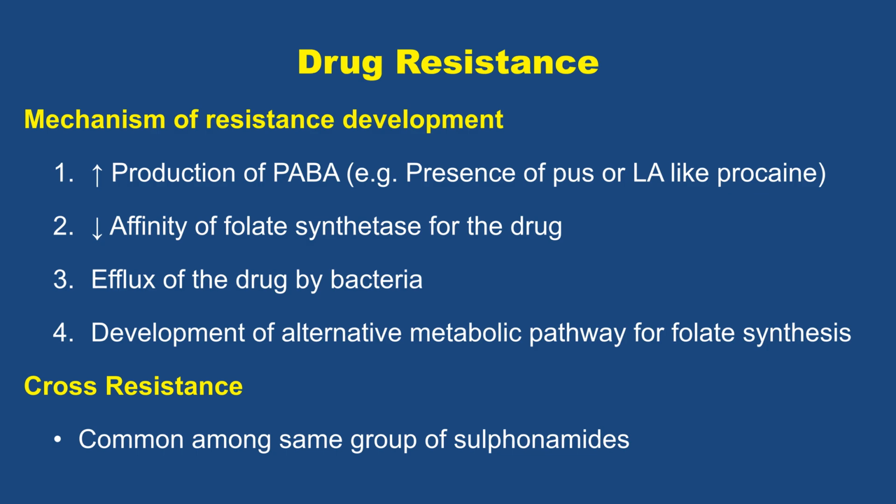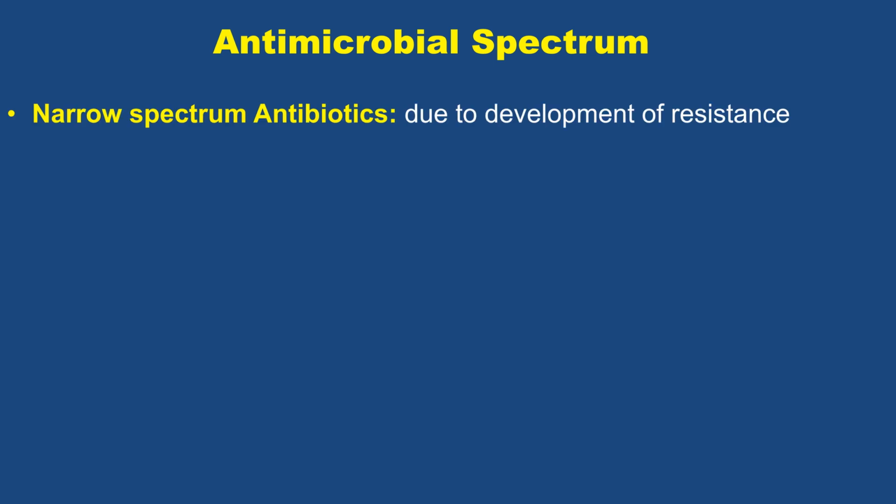It is the type of resistance where organisms that develop resistance to an antimicrobial agent may also show resistance to other chemically related antimicrobial agents. So it is very common among the sulfonamide antimicrobials. Coming to the antimicrobial spectrum, earlier, they were active against a wide range of microorganisms. At present, the spectrum of activity is narrow due to development of resistance.